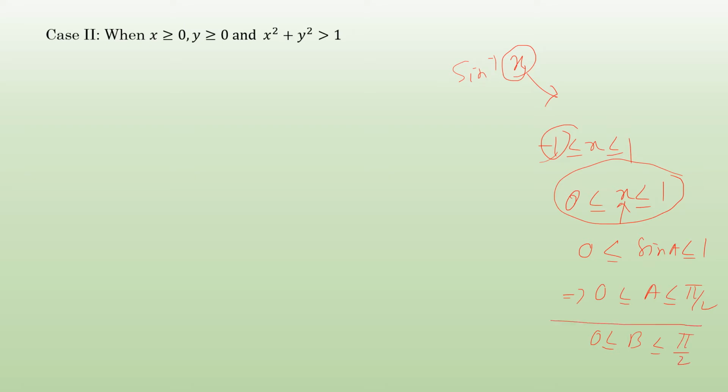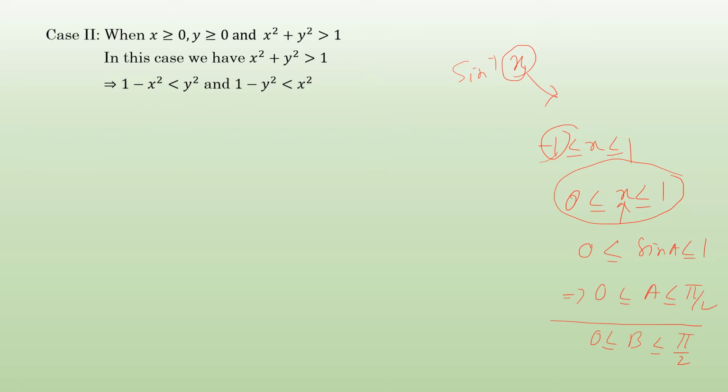Okay. So now you see the solution here. Proceed as in the previous case. Here the second case is this one, x square plus y square greater than 1. So 1 minus x square, 1 minus y square, we need this value.